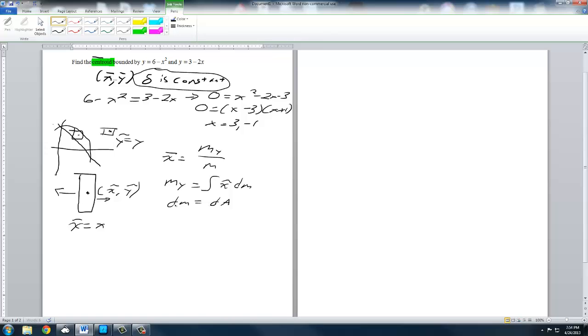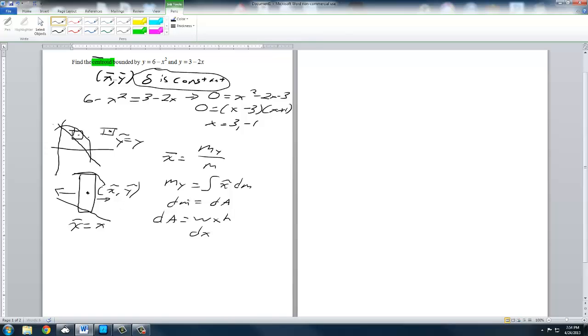What is dA? In other words, what is this area here? Well, dA is basically the width times the height. The width is going to be dx, because we're going to use an infinite number of rectangles, so the strips are going to get smaller and smaller. The height, though, will always be the top function minus the bottom function.